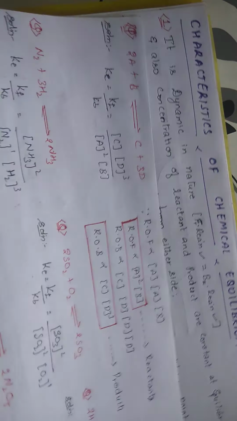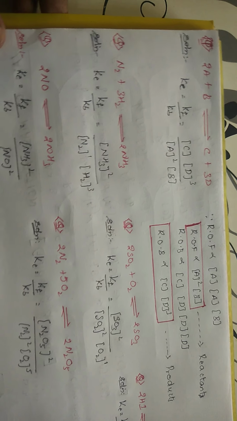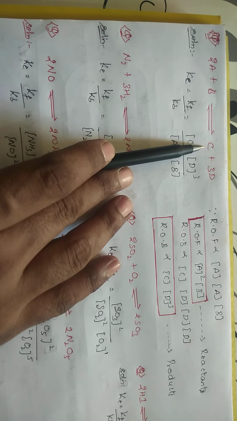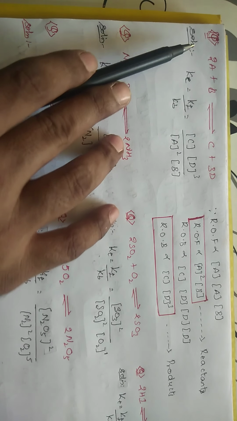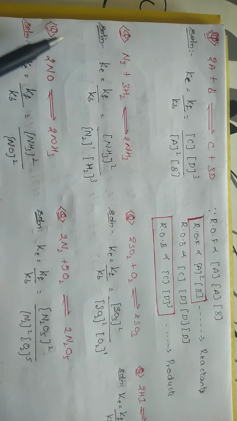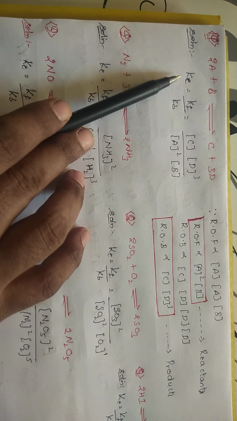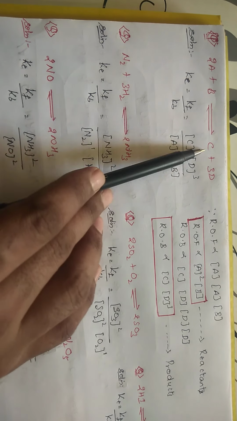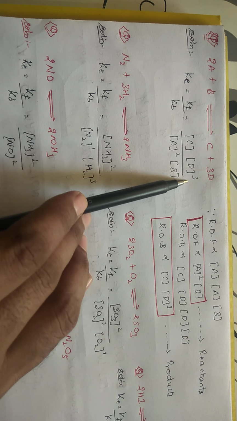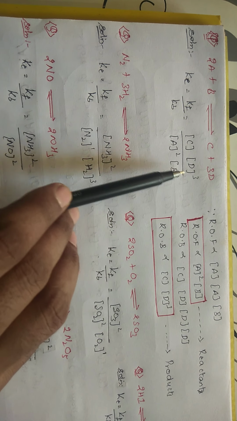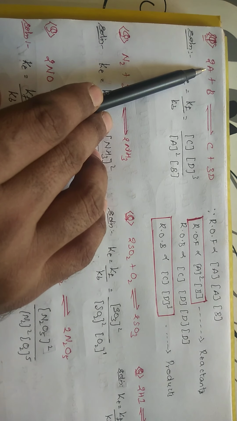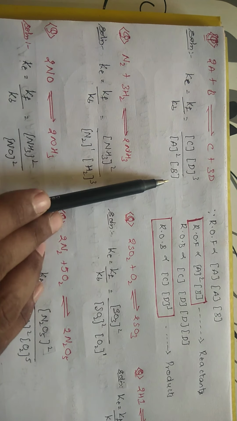So let us take some questions and solve them. Let me take the question like this: 2A plus B is getting converted to C plus 3D, and this is also getting converted reversibly into 2A plus B. Okay. So if I want to write KE, KE is equal to KF by KB. It is equal to the concentration of C, the concentration of D whole to the power 3. See, don't get confused about why you are taking 3. Okay, I will solve that. And the concentration of A whole to the power 2 and the concentration of B whole to the power 1.